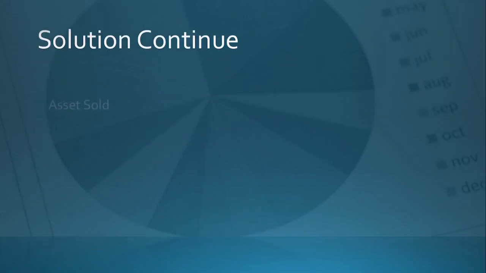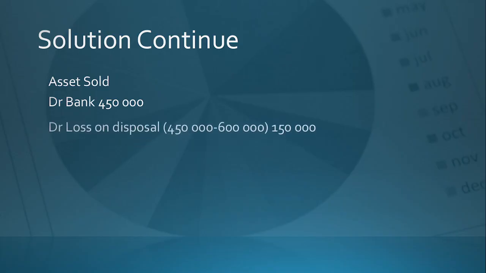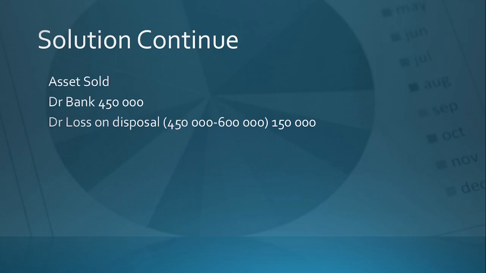Now, let us pretend as if the asset is sold. What are we going to do? We're going to debit bank because we sold it for 450,000. And then we're going to debit loss on disposal because we lost money. We sold it for 450,000 when in our books it was valued at 600,000. So we made a loss of 150,000 and we need to recognize this loss.